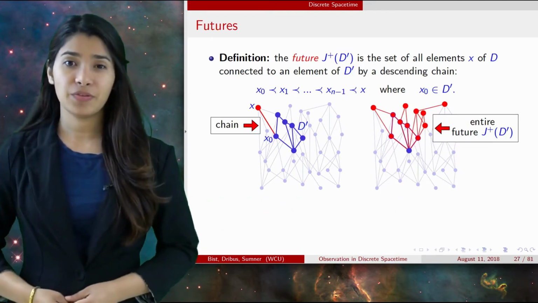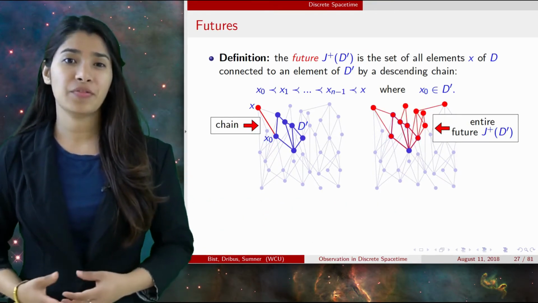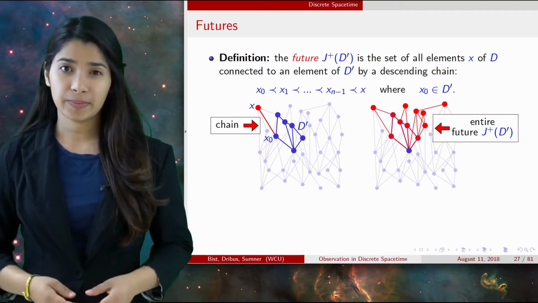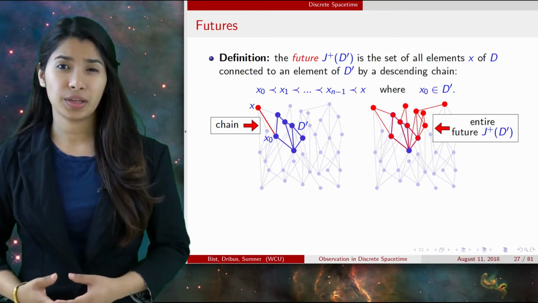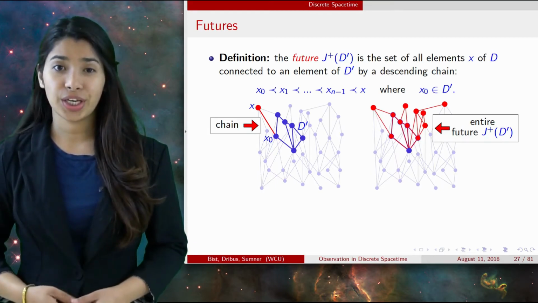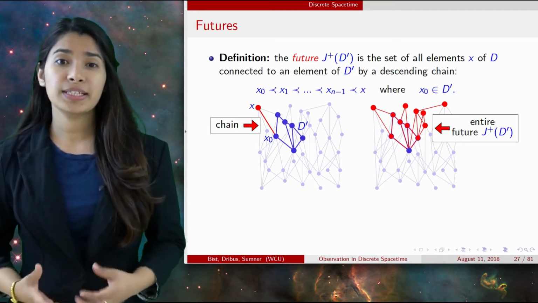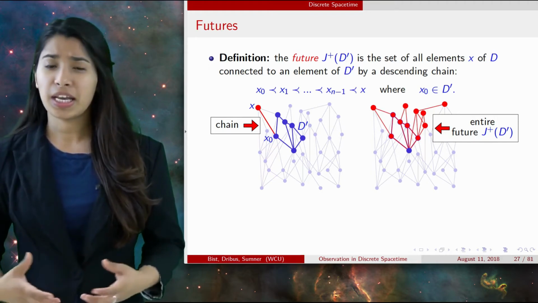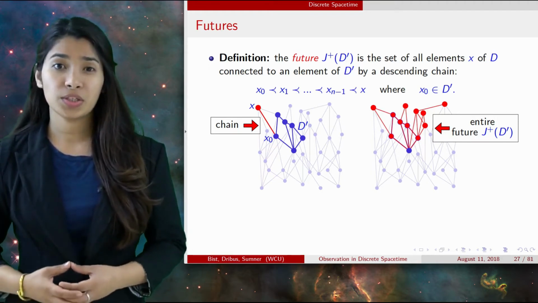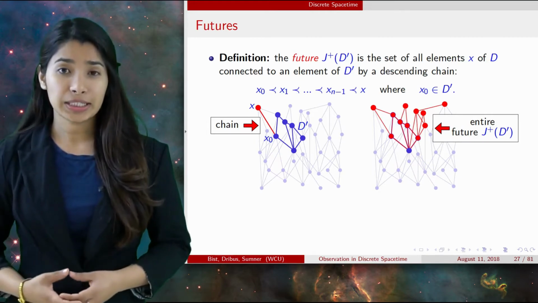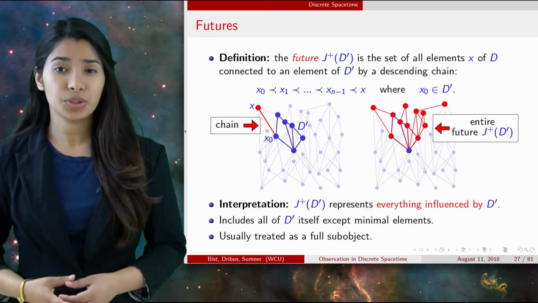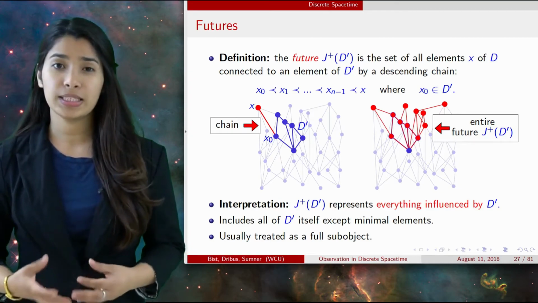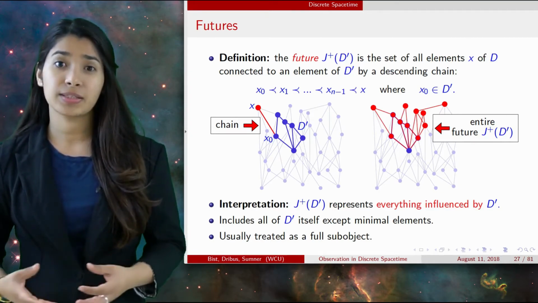We have a slide about the future, but we could really just say to flip everything around, and it would all be self-explanatory. The future of D' consists of all the elements X connected to an element of D' by a descending chain. So if we look at the picture, we can see that this means that we can begin at any element of D' and follow a sequence of relations upward until we hit X. The rest of the slide is pretty similar to the last one. The physical interpretation of the future is everything influenced by D', and we usually think of it as a full subobject.